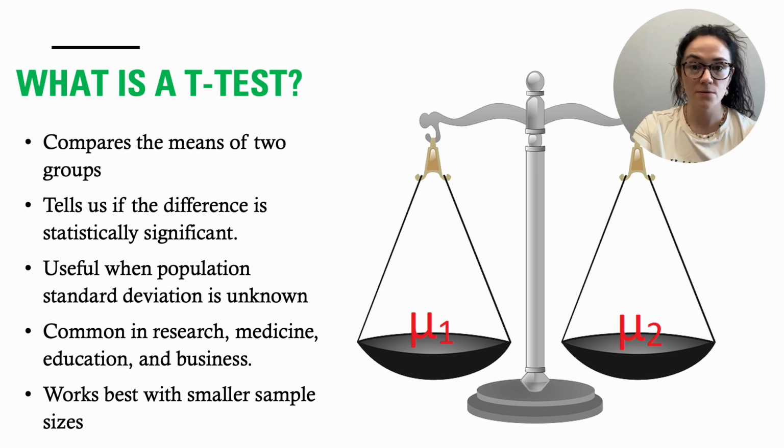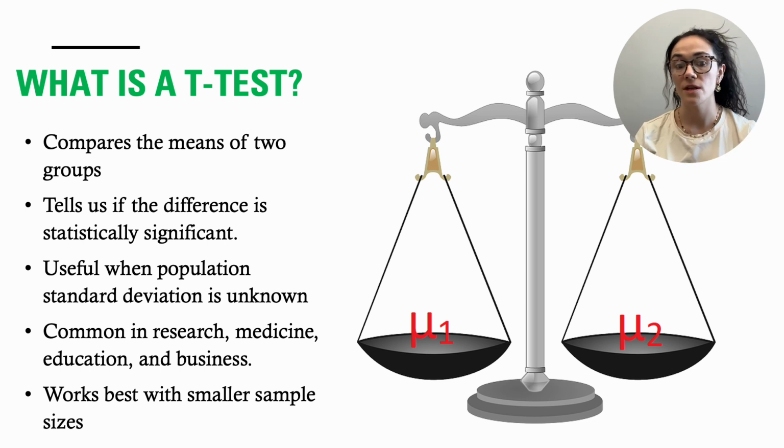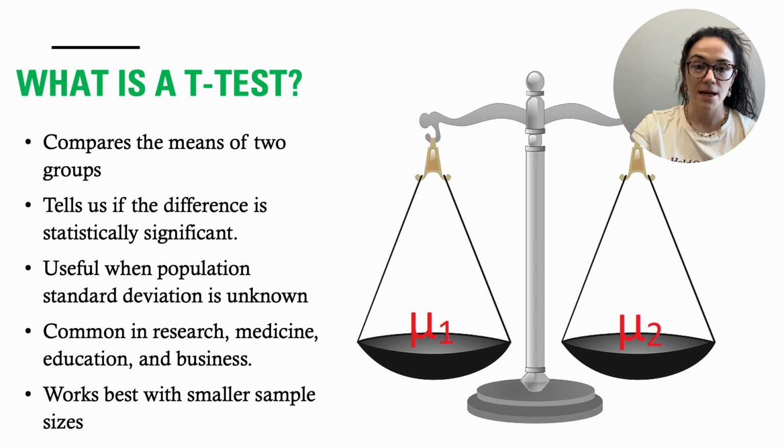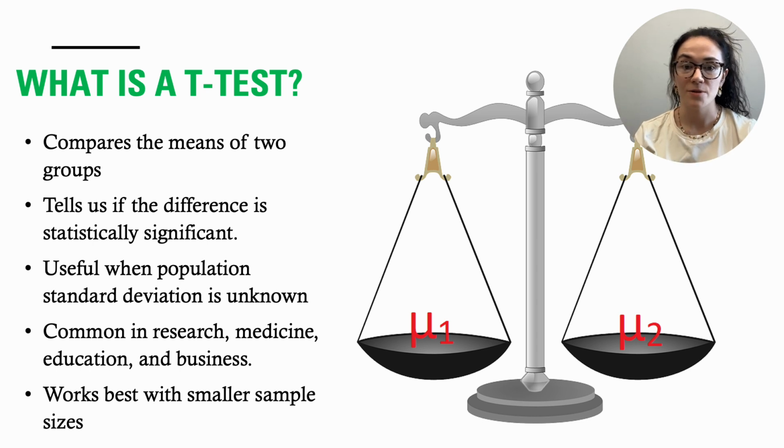One of the big reasons we use a t-test is that it works even when we don't know the population standard deviation, which is pretty common in real-world data. Usually we only have access to a sample, not the whole population, and the t-test is specifically designed to handle that. It estimates variability based on the sample itself, making it especially useful for smaller studies or situations with limited data. You'll see t-tests used everywhere in psychology experiments, clinical trials, business reports, and education research.